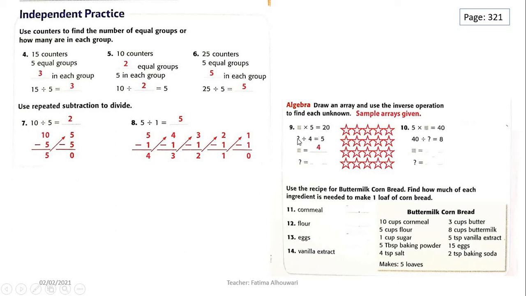Let's see the division sentence. Something divided by 4 equals 5. Since they are related facts, we know that the unknown here is 20 simply. So try to solve the question number 10 in the same way by yourself. And then when you finish, you can check your answer here. Let's see the next question.